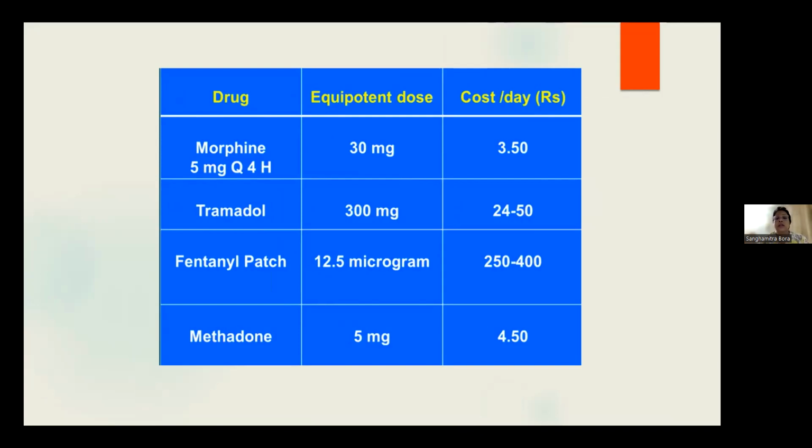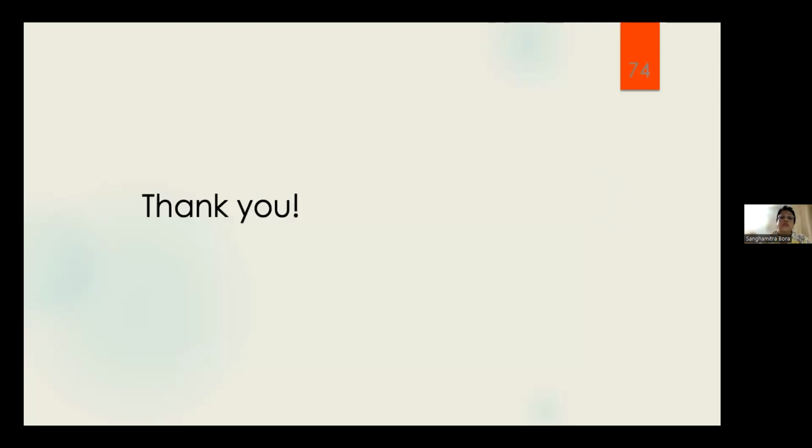So this is a small slide. You can actually see the price difference, cost per day for a patient. So I leave it up to you how you manage your patients with low cost medications, which are also available and much more effective than much costlier medications. So thank you so much for a patient hearing, and I can answer your questions if there are any. Thank you.